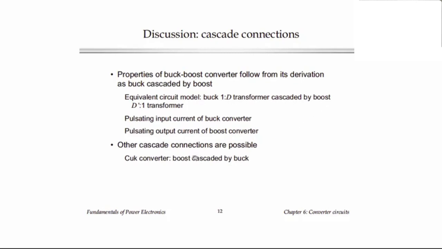There are other cascade connections possible. We just took one, arbitrary one. Another well-known cascade connection starts with a boost followed by a buck. So we have boost first and buck instead of buck followed by boost. And if we do that and follow the same arguments that we have applied to the buck-boost converter, what we get in this case is a Cuk converter, which is named after its inventor. And he actually derived this converter best by cascading a boost followed by a buck.